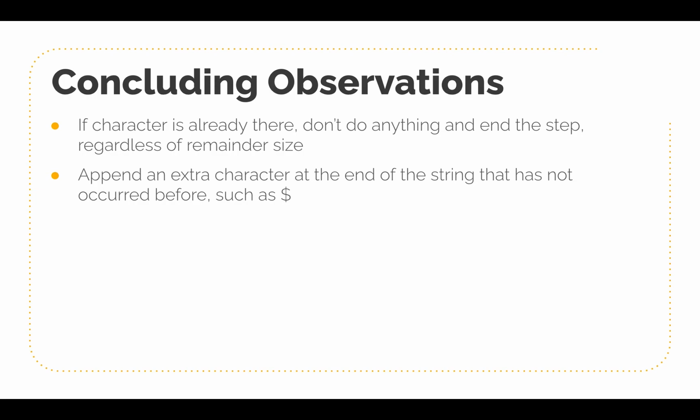What if, at the end of the algorithm, remainder is greater than 0? This will be the case whenever the end of a text is a substring that occurred somewhere before. In that case, we must append one extra character at the end of the string that has not occurred before. In the literature, usually the $ sign is used as the symbol for that.